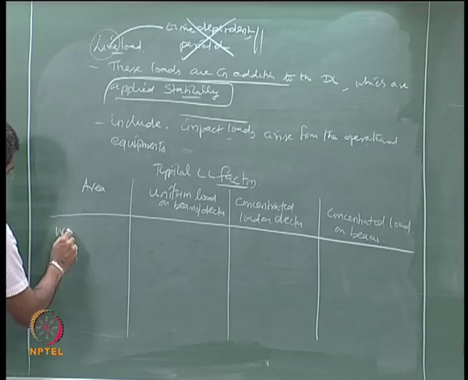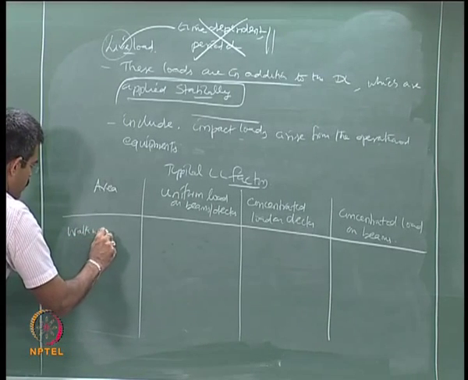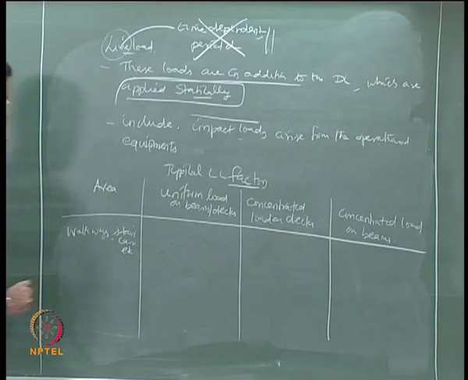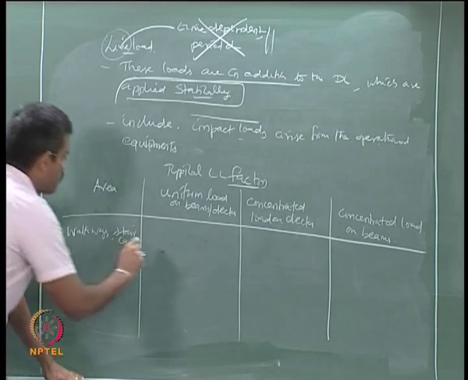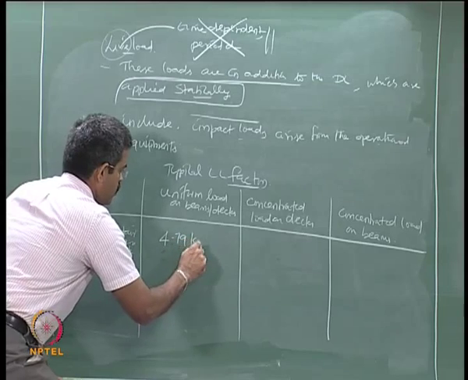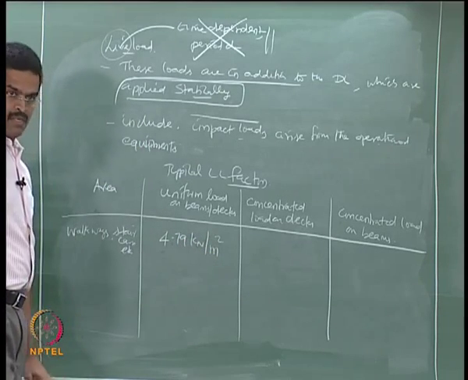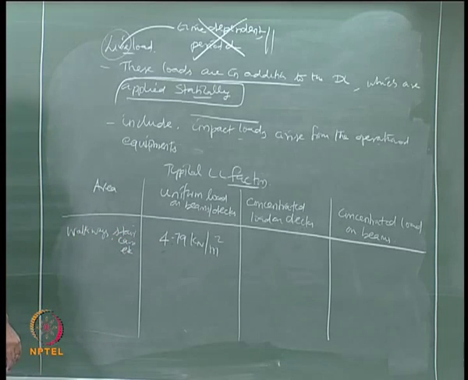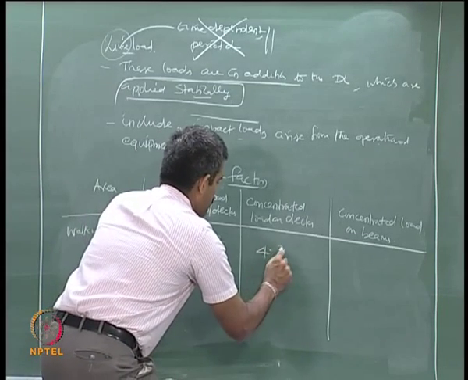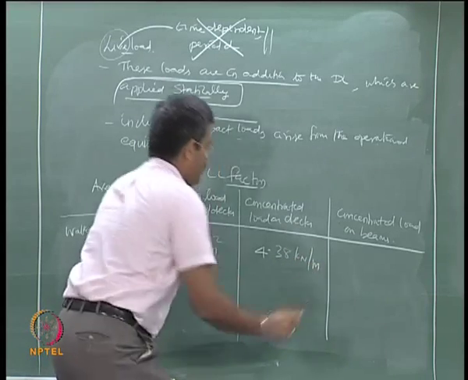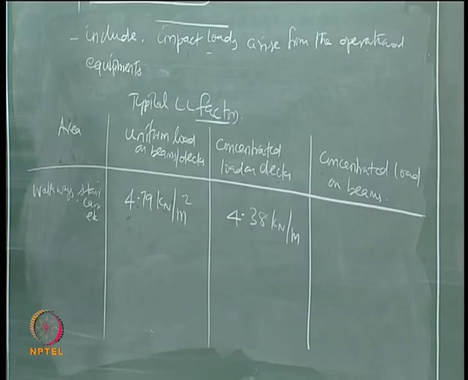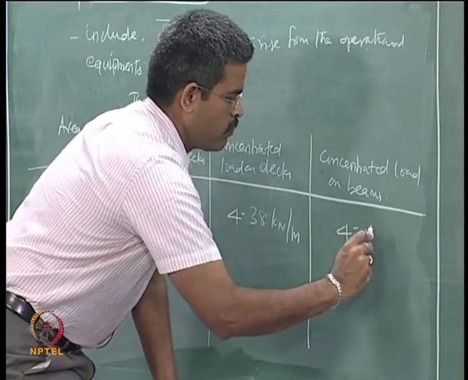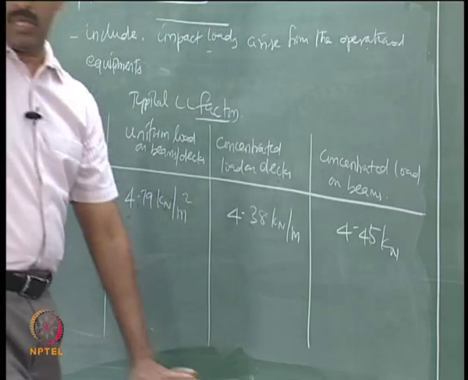Can be walkways, staircase, etc. 4.79 kilonewton as expected, it is load intensity per area. This is 4.38 kilonewton per meter. This is 4.45 kilonewton.